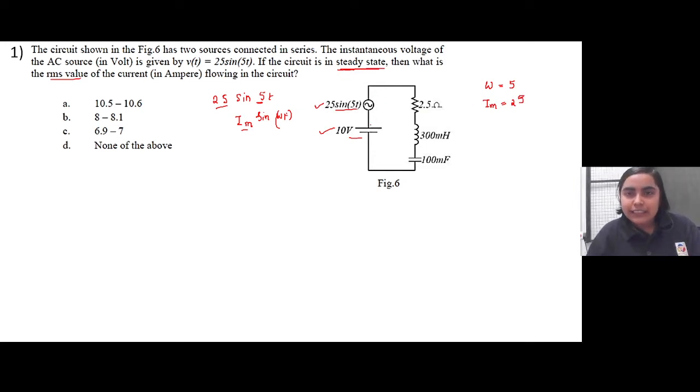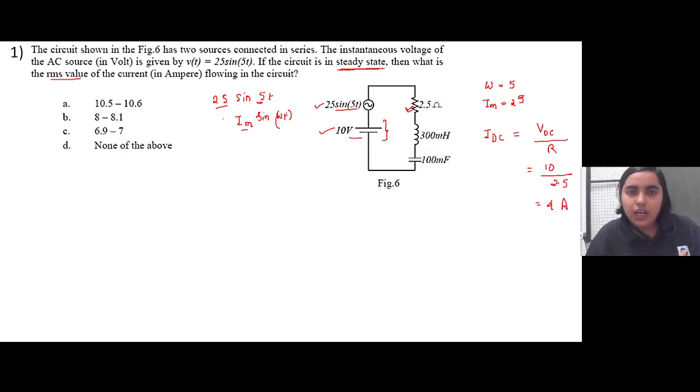Now under steady state condition, for the DC voltage source alone, it will only face this resistor, right? The rest won't be resisting the flow of current from this particular DC source. So let us just calculate IDC. IDC will be equal to VDC by the resistance, which is 10 by 2.5 ohm. This comes out to be 4 ampere. Now, look into the RMS value of it.